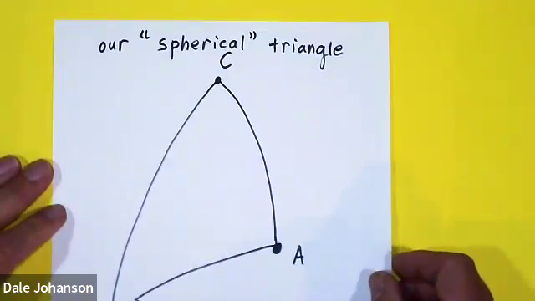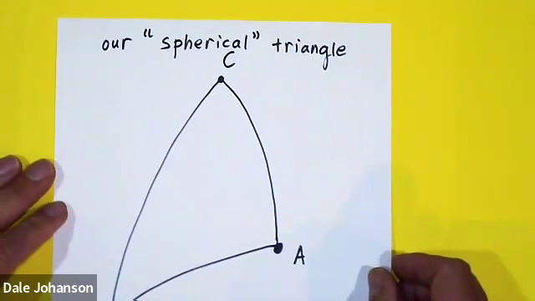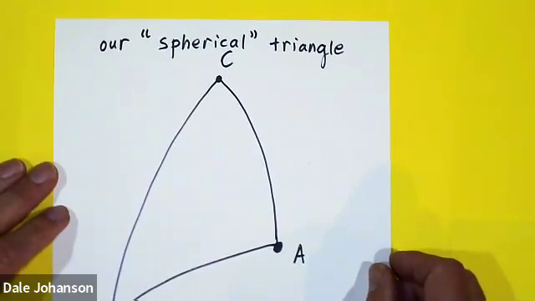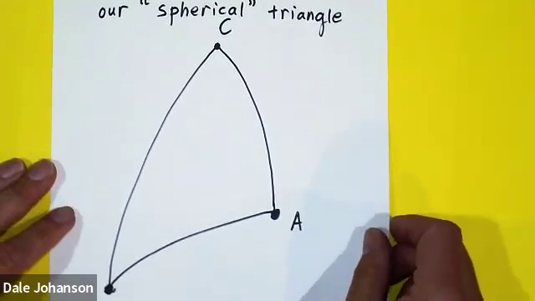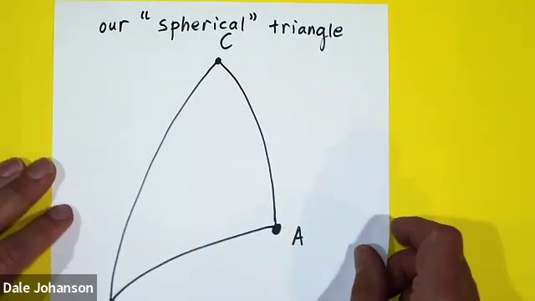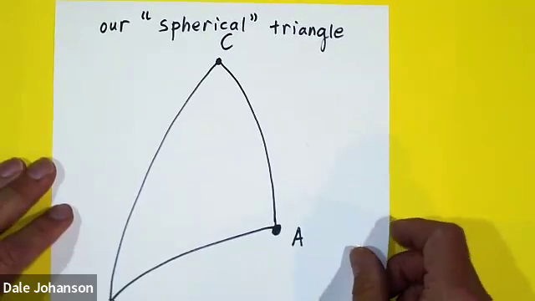So here is our spherical triangle. Now note that I have the word spherical in quotes there. We're taking a look at points on the Earth. The Earth is not a perfect sphere, which is okay. It's approximately spherical. We're going to use that to our advantage to find some nice calculations.